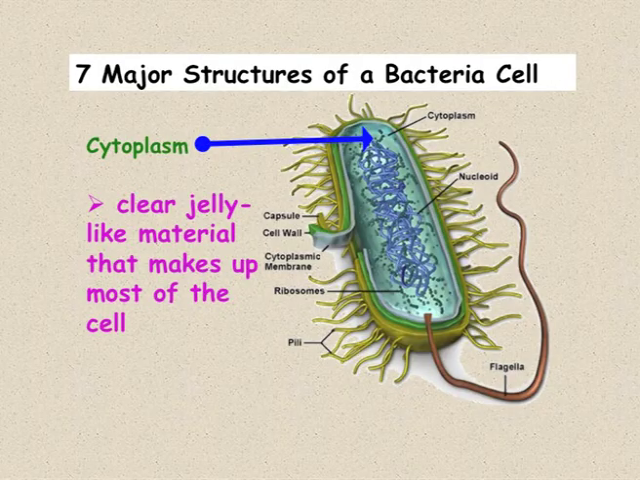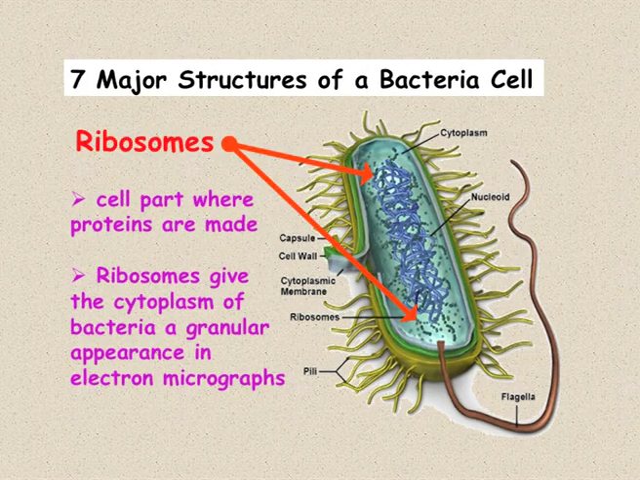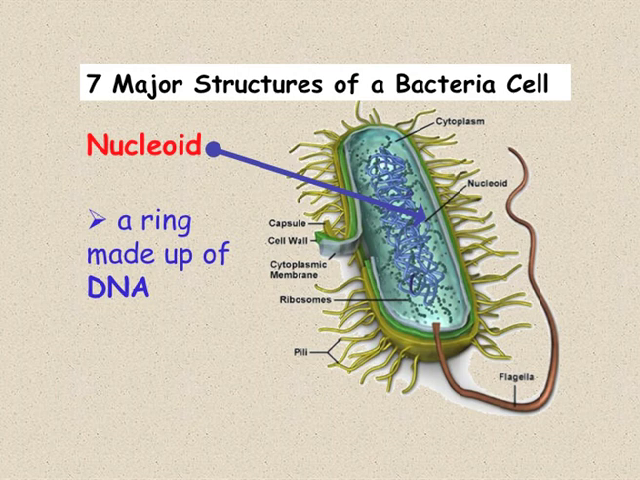And here, this is the cytoplasm. It is a jelly like material that makes up most of the cell, and these are the ribosomes present in the bacterial cells. And the next one is the nucleoid. When discussing structures internal to the cell wall, the next one is the nucleoid.